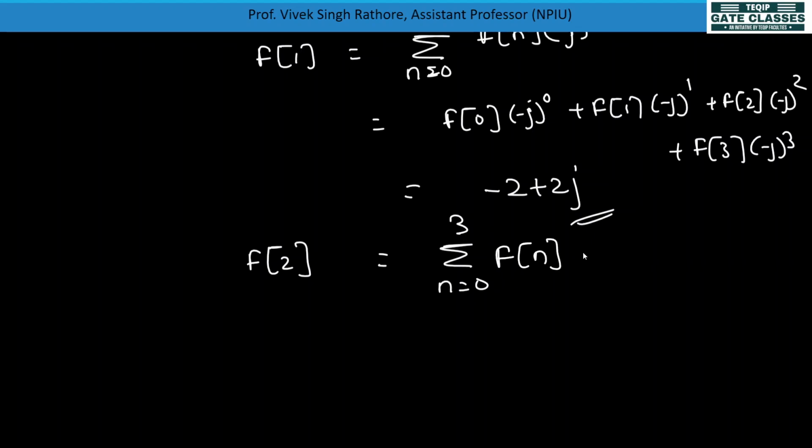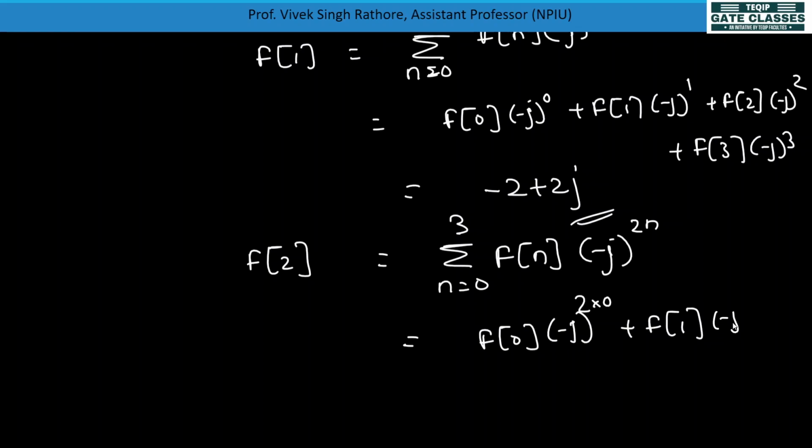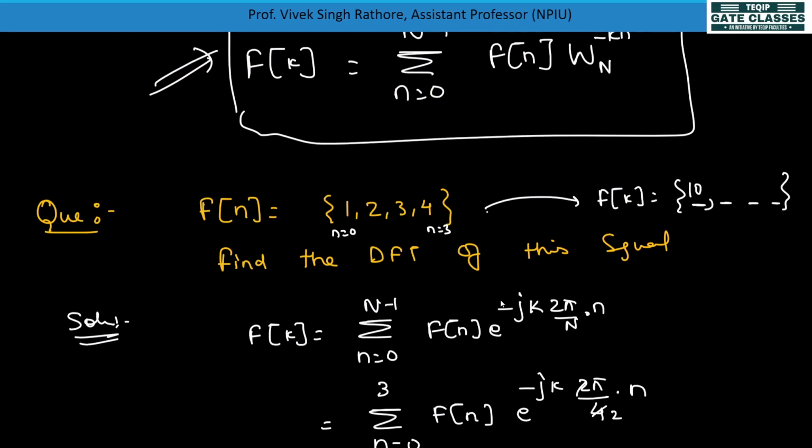Okay, f of n times minus j to the power kn, so 2 into n is there. Now this value will come, so ultimately f of 0 minus j to the power 2 into 0, plus f of 1 value minus j to the power 2 into 1, and like this it will go on, till f of 3 value, and this answer would come minus 2. So ultimately, f of 1 came, f of 1 is nothing but minus 2 plus 2j. So I will write with yellow, minus 2 plus 2j.